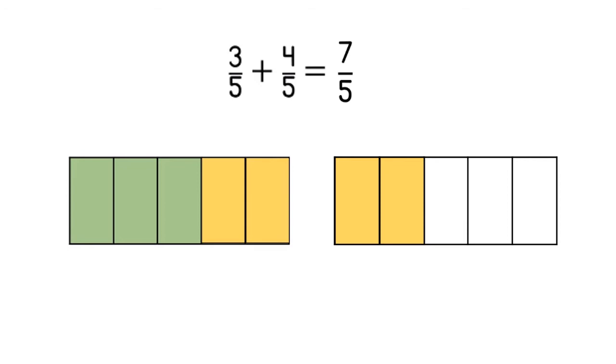Now, as you can probably see, 7/5 is an improper fraction, meaning that the numerator is greater or bigger than the denominator. So we could either leave this as a fraction, 7/5, or we can turn it into a mixed number, which would be 1 and 2/5. So either one of those answers is correct. 7/5 is the same as 1 and 2/5.